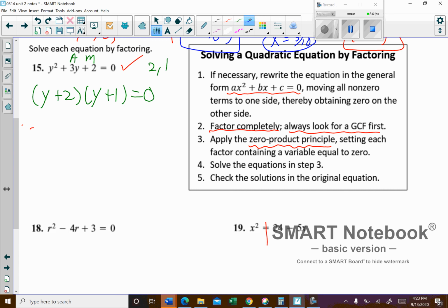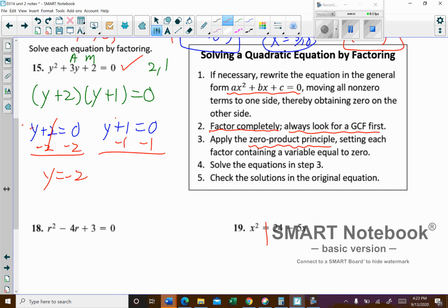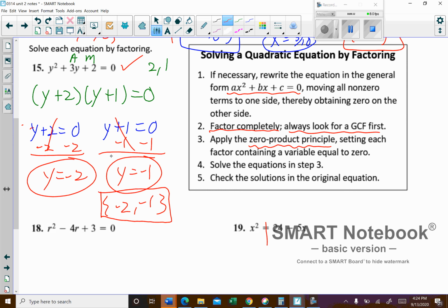Okay? And now it's exactly like what we were doing up above. You take each factor and set it equal to 0 and solve. So we'll subtract 2 on both sides on this one, and subtract 1 on both sides on the other one. And we've got our 2 solutions. So -2 or -1, right? Either one of those would satisfy the equation. So that is my set of solutions, my solution set right there.